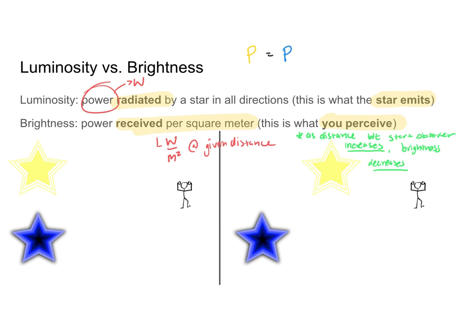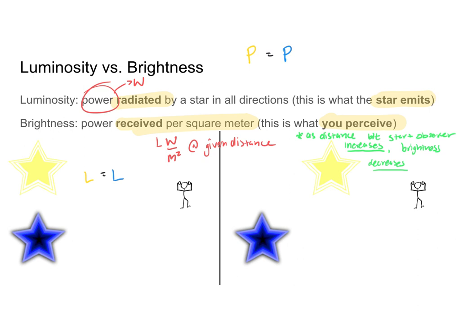Okay, so let's take a look. Luminosity is the power radiated by the star. So if the power is the same for the two stars, that means that the luminosity is also the same. So the luminosity of the yellow star is equal to the luminosity of the blue star.